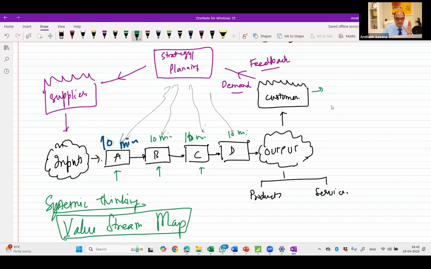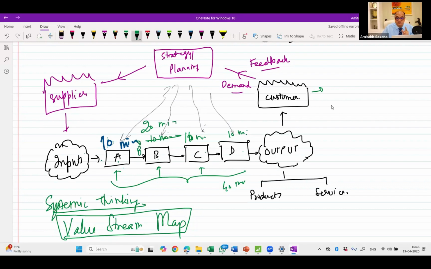I hope you are able to visualize. There is no waiting time. First patient comes, he completes whatever that workstation is. It could be triage, it could be registration, whatever. Every step is happening in 10 minutes. So every patient will go out of the system in 40 minutes. But he is being worked upon, the patient is being handled. He's not waiting. But what happens if B takes 20 minutes?